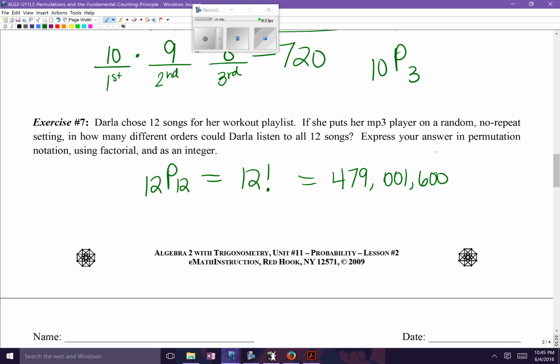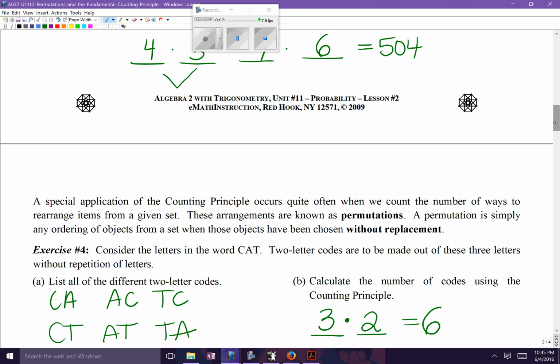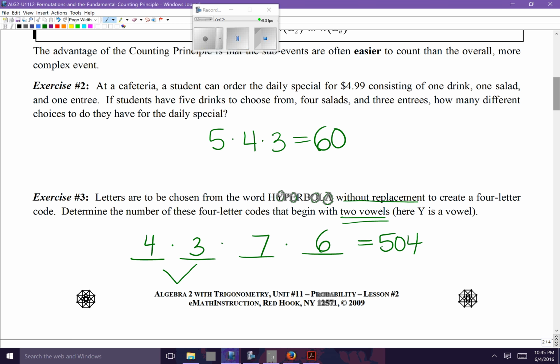Just a side note, 12 factorial really means 12 times 11 times 10 times 9 times 8 times 7 times 6 times 5 times 4 times 3 times 2 times 1. But it's much easier to write it as a permutation or as a factorial instead of writing all that out. This was a nice quick little lesson, so hopefully you have a better understanding of permutation notation and the fundamental counting principle, which really means you're just multiplying the number of choices that are available.